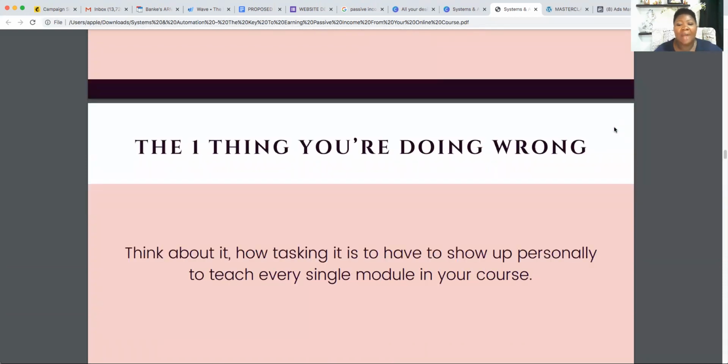So think about it. How tasking it is to show up personally to teach every single module in your course. So if your online course has 6 modules and 5 lessons per module, it means you have to show up 30 different times in order to deliver that course. If you were to calculate the hours it will take you to deliver those modules, then you would realize that you haven't really earned anything, right? You would only be earning passive income if you're able to deliver all these modules, all these lessons passively.